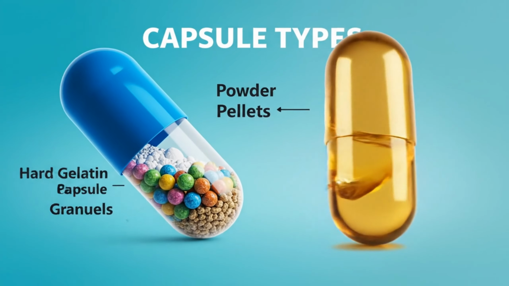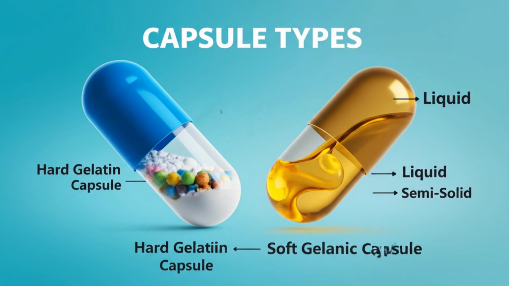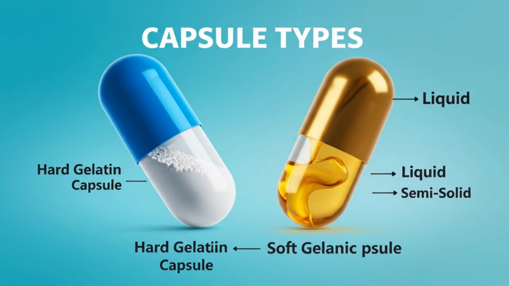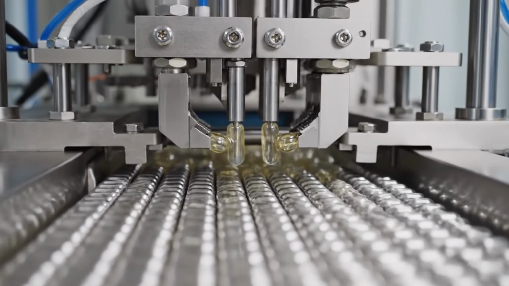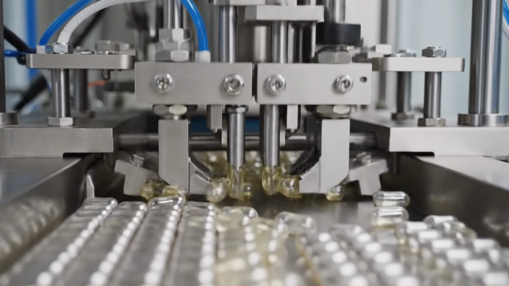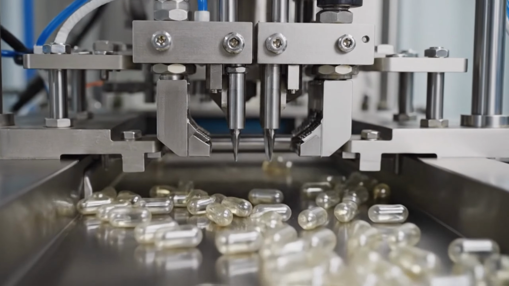There are 2 primary capsule types. Hard capsules, typically 2-piece shells, are filled with powders. Hard capsule shells can be made from gelatin, derived from animal collagen, or from hydroxypropylmethyl. The capsule shell itself has to meet tight dimensional tolerances.